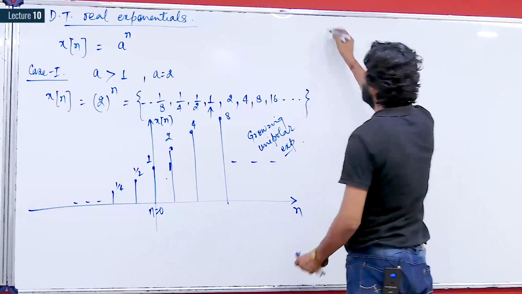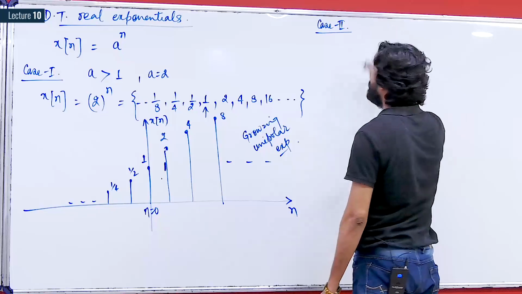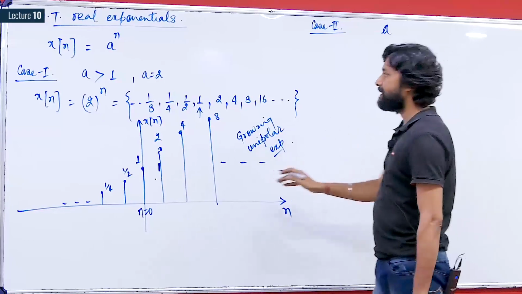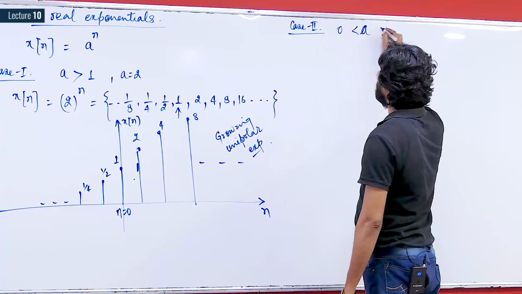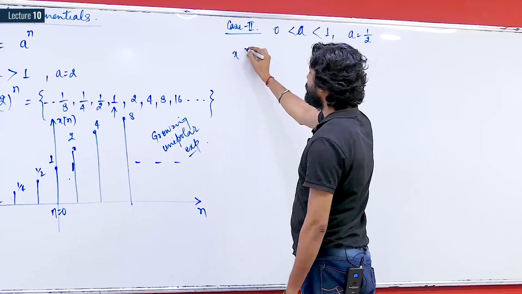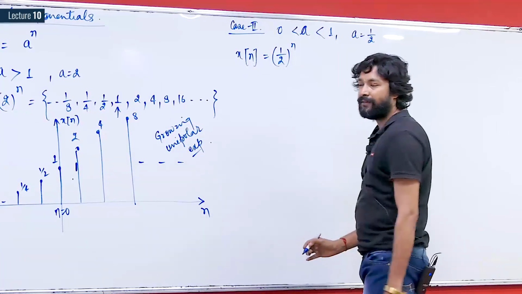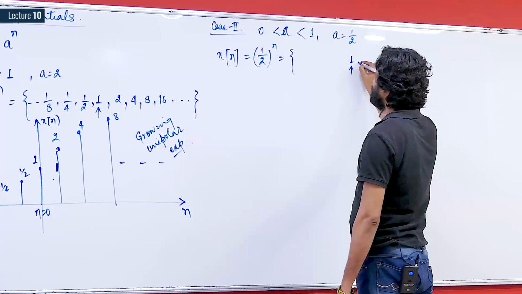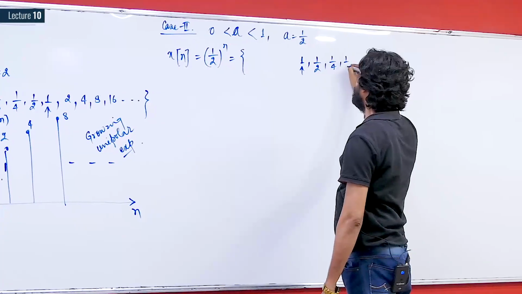Now, let us take case 2. If alpha, or a, is between 0 and 1, for the signal a to the power n, say we take a equal to 1 by 2, then the signal we obtain is x of n equal to 1 by 2 to the power n. If you see the values of this signal, at n equal to 0 the value is 1, at n equal to 1 it is 1 by 2, at n equal to 2 it is 1 by 4, then 1 by 8 and so on.